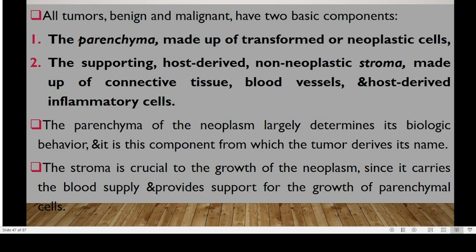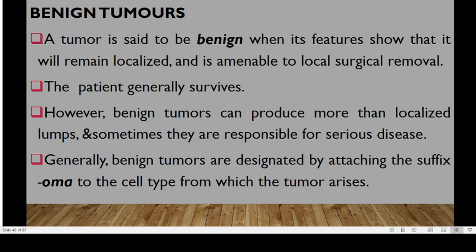The parenchyma of the neoplasm largely determines its biological behavior, and it is the component from which the tumor normally derives its name. While the stroma is crucial for the growth of the neoplasm, since it carries the blood supply and provides support for the growth of those parenchyma cells.